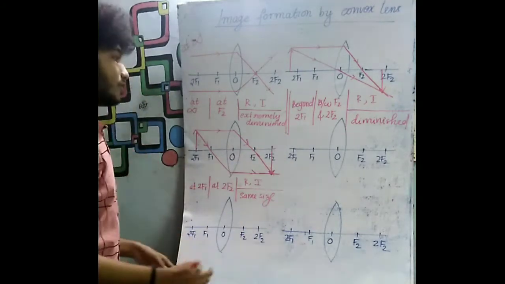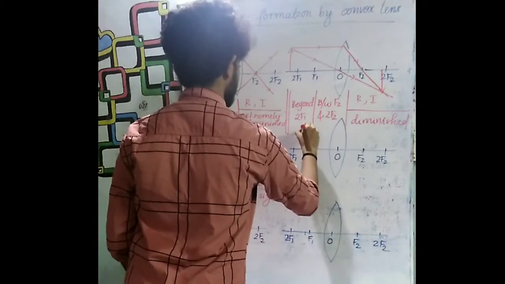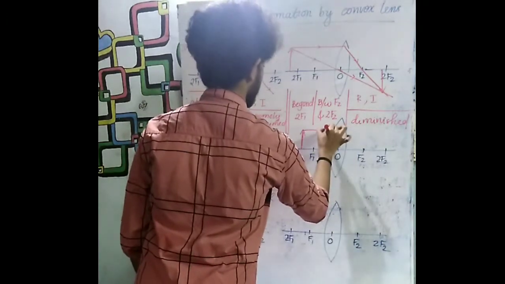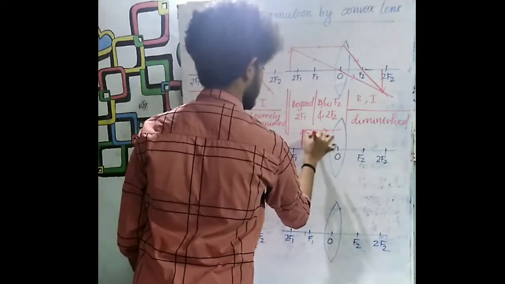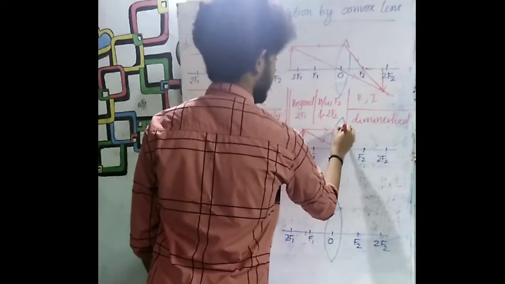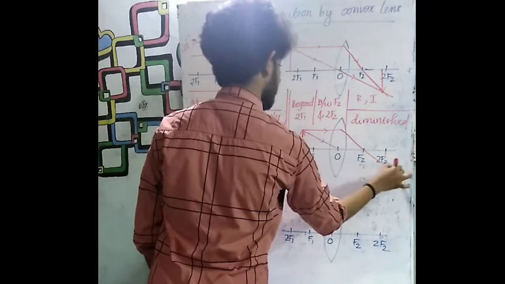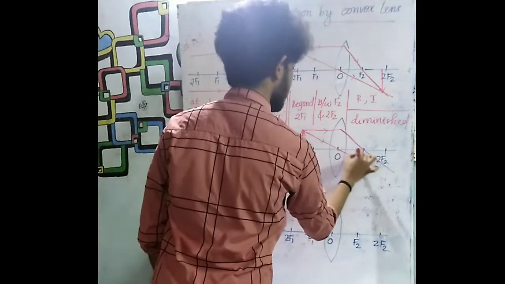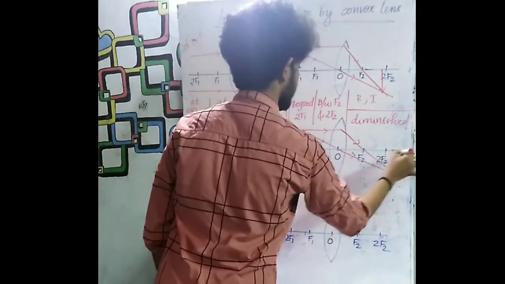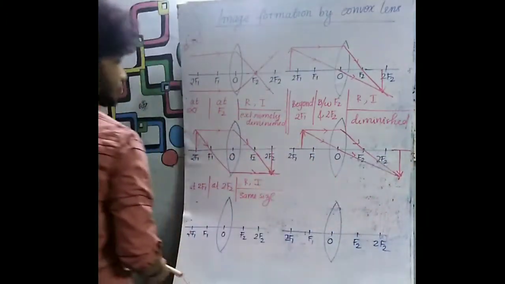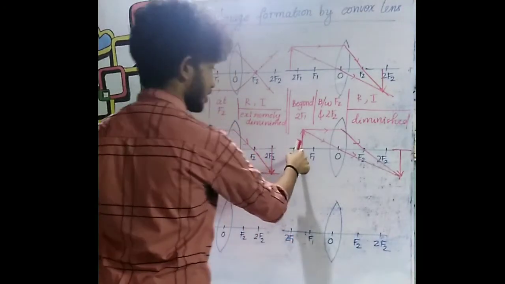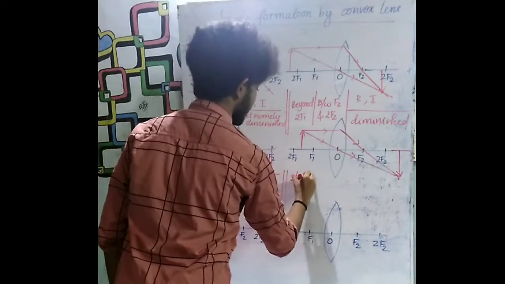Now the fourth case. Let us place the object between f1 and 2f1, and let us consider two rays. The first one is parallel to the principal axis. The second one is incident at the optical center. This one passes through the principal focus and this one passes undeviated. So where is the image formation located? It is located beyond 2f2. Isn't it? So how can we denote it? The object is placed between f1 and 2f1.